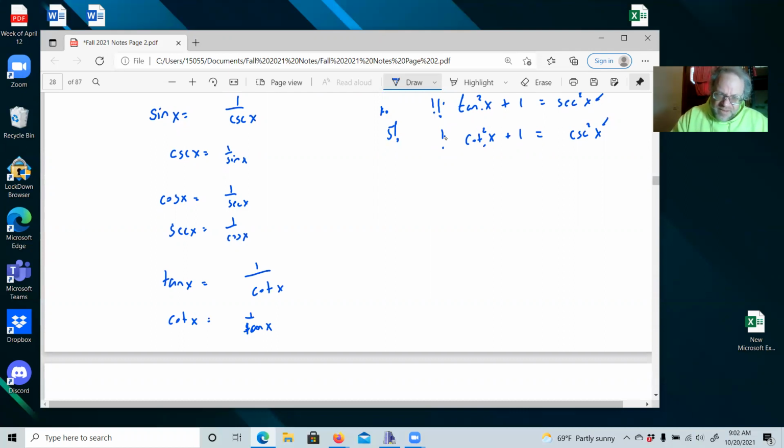But I think you've had some experience with this so far. So yes, you do have to know them. I don't know how much of a struggle it's going to be to memorize that these are reciprocal functions. And then we have even and odd.